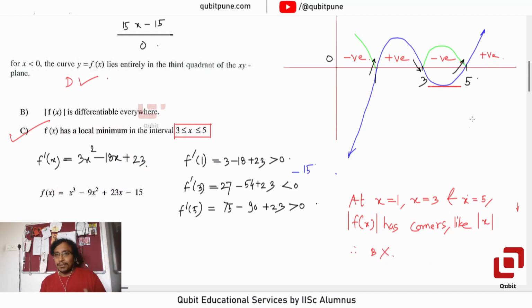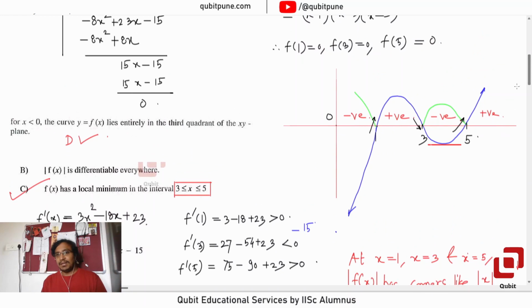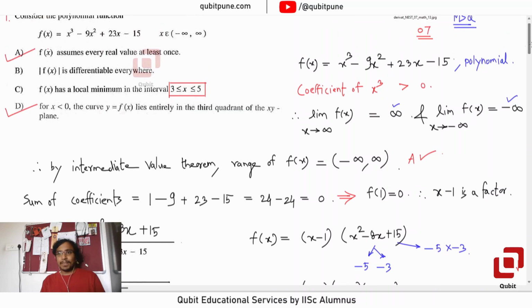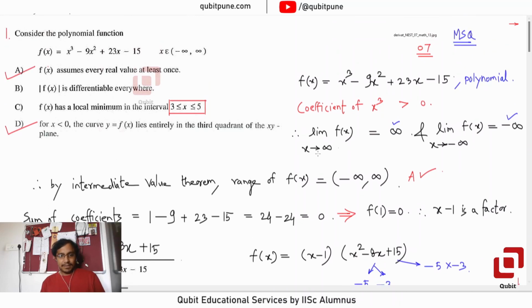Have you understood our argument, what we have said there? At how many points is our function not differentiable? At 3 points. At x equal to 1 it is not differentiable, at x equal to 3 also it is not differentiable, and at x equal to 5 also it is not differentiable. Is it clear? Got it? Now let us verify this graphically.